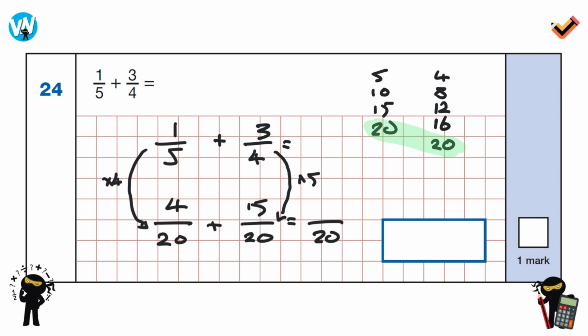So that leaves me in a position of green light status, which I quite like. Let's just do 4 add 15, which is 19. Again, 19 over 20. Mark done.